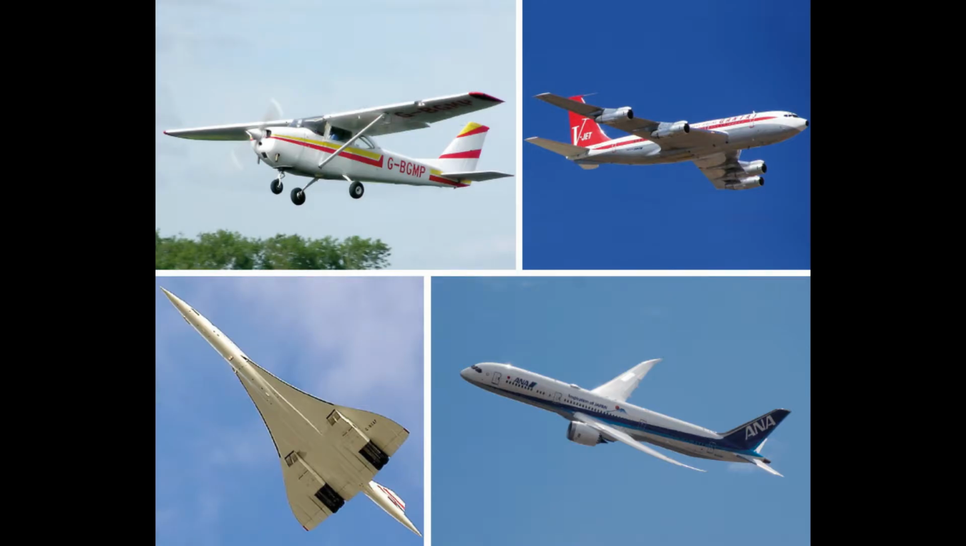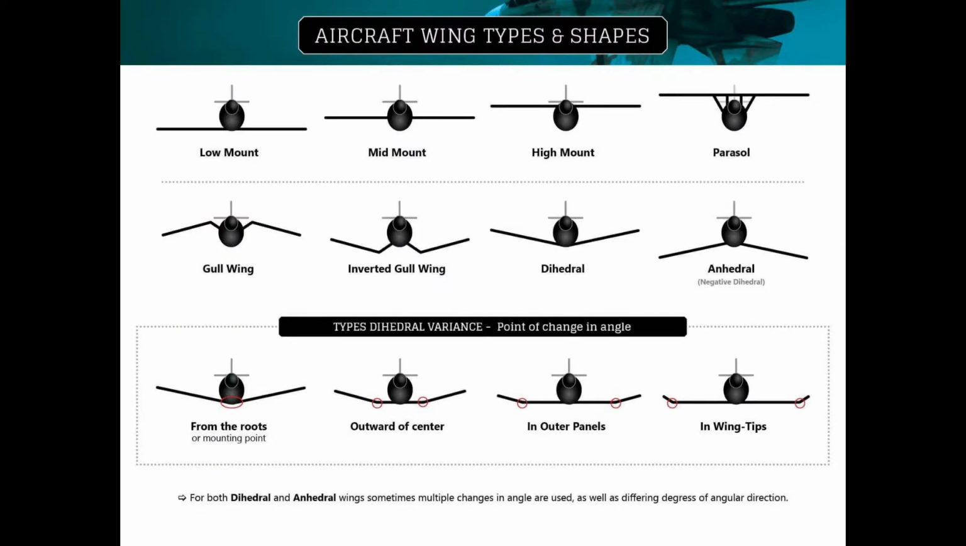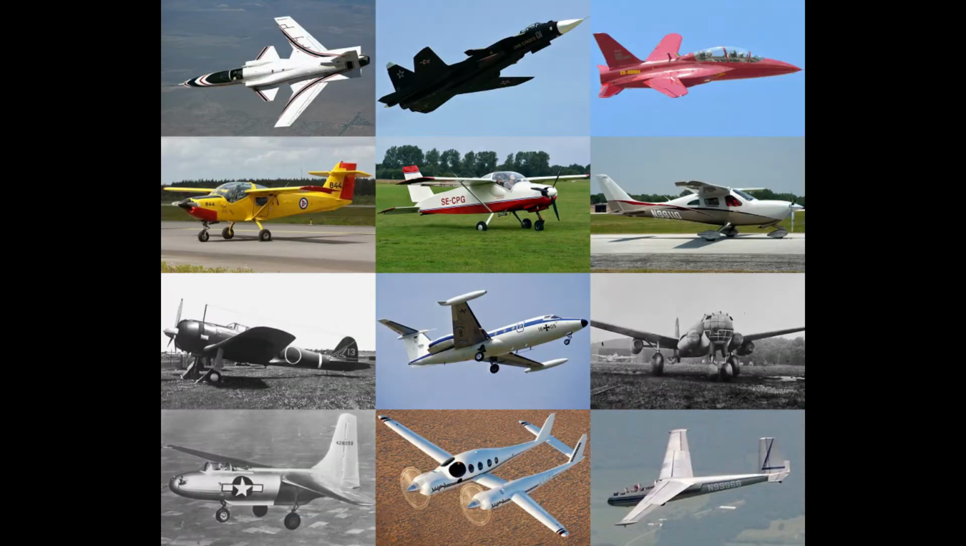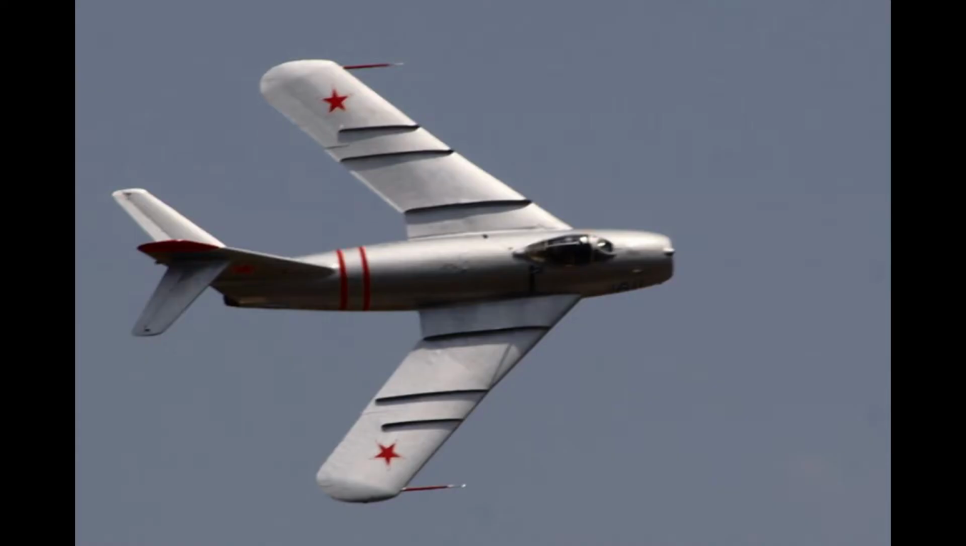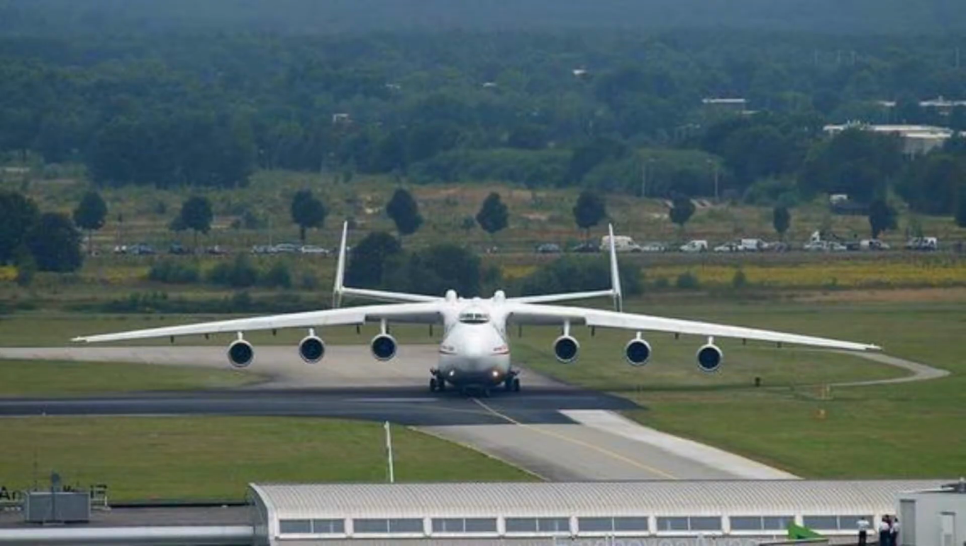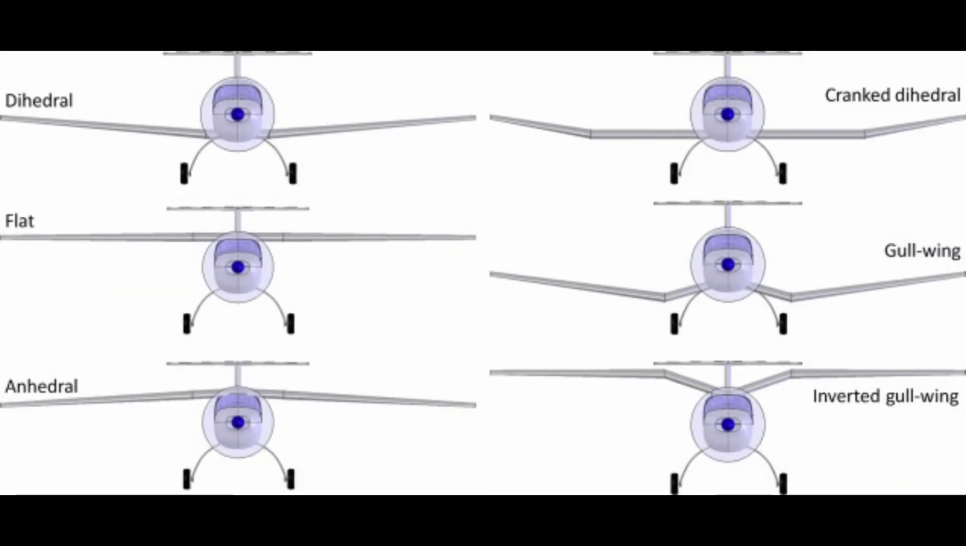Based on position, it could be high wing configuration, low wing configuration, midway configuration, anhedral, dihedral. Based on shapes, it could be elliptical, rectangular, swept wing, swept forward, maybe or backward. So why do we see swept wings? They basically help in directional static stability. Why do we have dihedral wings? They do help in rolling static stability.